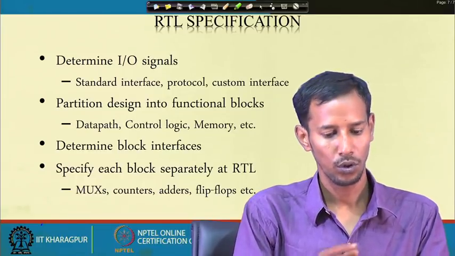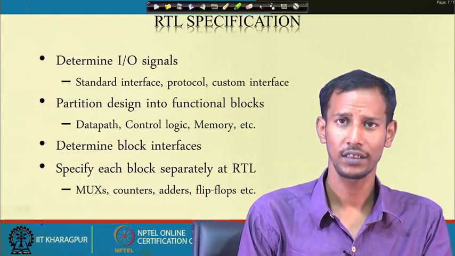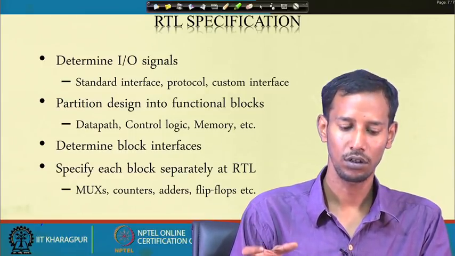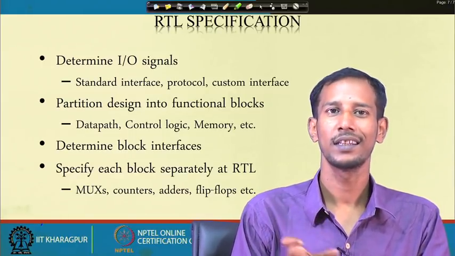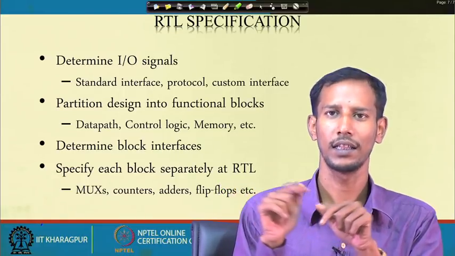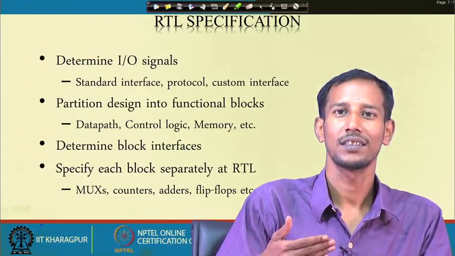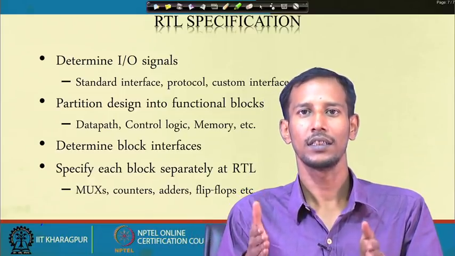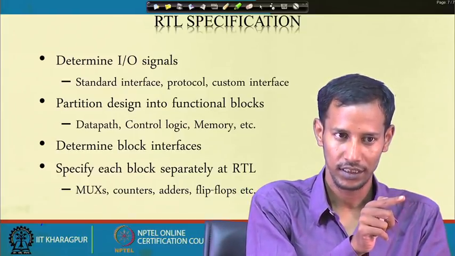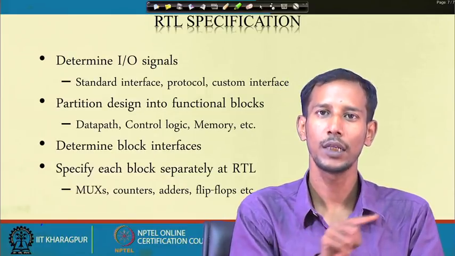In the RTL specification there should be the IO signals, meaning input output signals, then the partition of the design into functional blocks. In any particular system you have a control path and data path, which is part of the architecture. In this course we will cover the things from algorithm to the architecture.